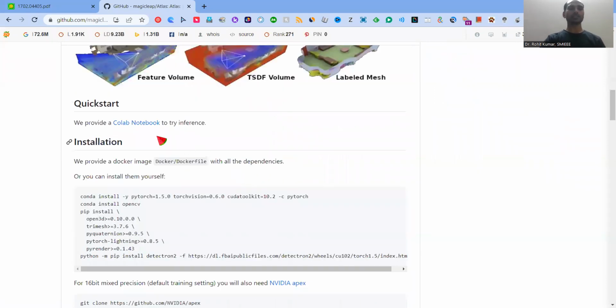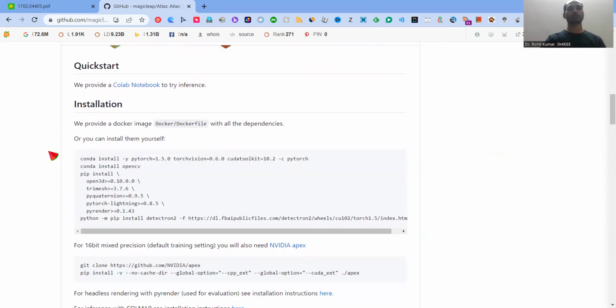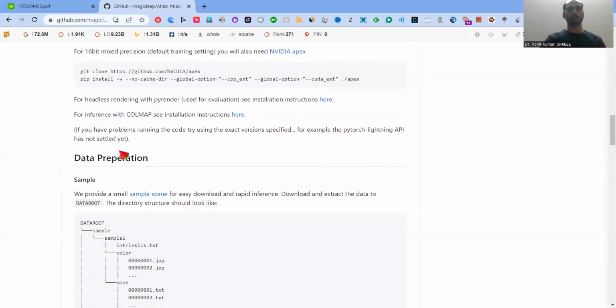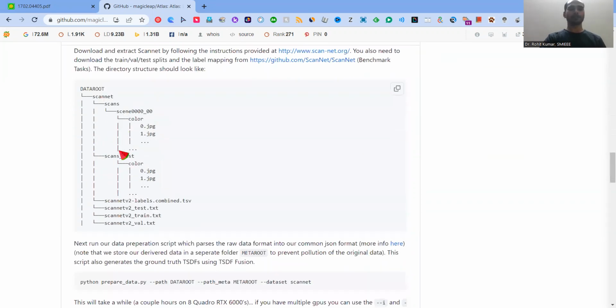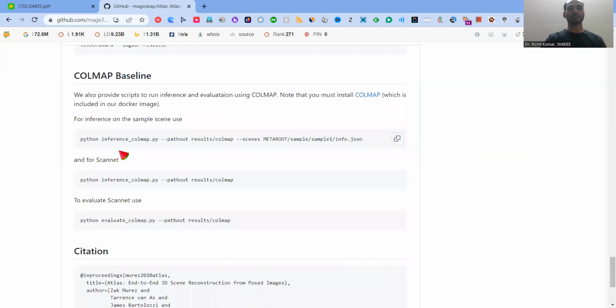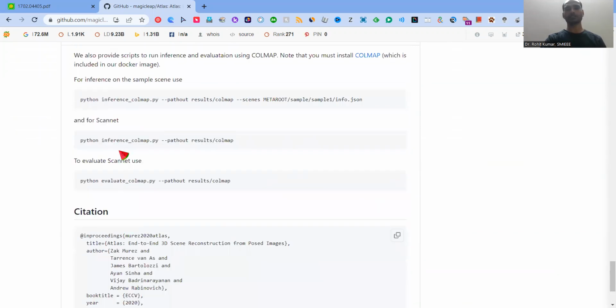A quick start guide they have given over here is a Colab notebook, and Colab is a very popular platform for collaborative work. If you are going for collaborative work, then Colab becomes a favorite choice. Then the installation information with respect to the dependencies they have given over here. With pip install, all the dependencies are going to get installed. Then you can do your work. The data preparation for ScanNet, inference, evaluation, training, etc., all the information is given over here.